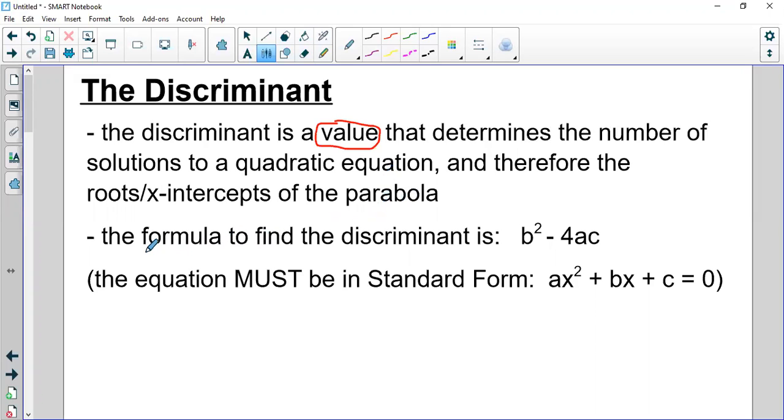Discriminant has a very simple formula. It's a very important formula you're going to have to remember. That formula is b squared minus 4ac. Where do these numbers come from, the b and the a and the c? They come from the standard form of the equation.